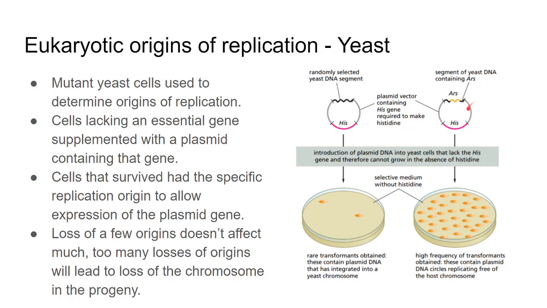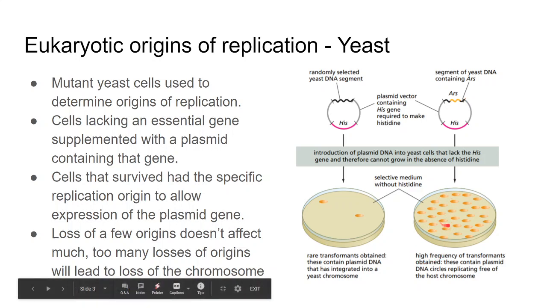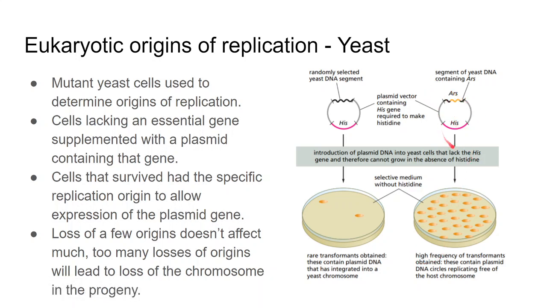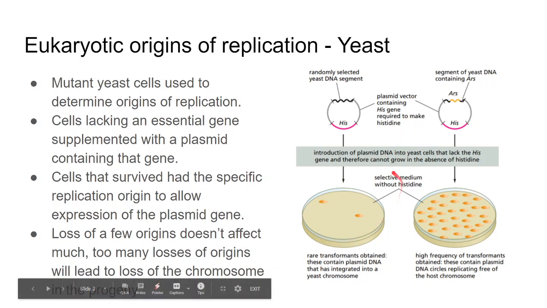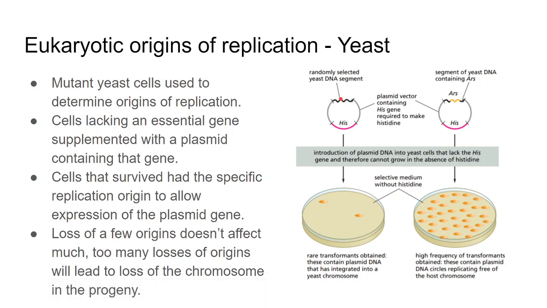Only in parts which contain the origin of replication will you see survival of cells. Because in other cases, this plasmid would not be able to replicate. It would go to one or two cells and they would form a few colonies. But you need this to be able to replicate itself, otherwise it will not pass on to the progeny. In this case, it did not pass on to the progeny because it did not have an origin of replication and therefore it could not multiply itself.